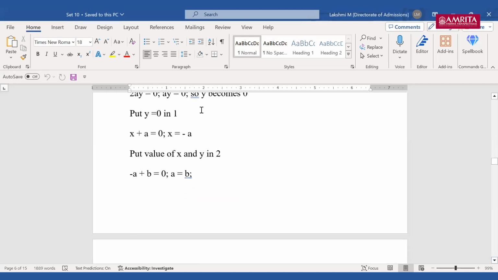So when I'm trying to put that in the other equation, what is the equation that's forming? It's minus a plus b equal to 0. Something like a equal to b, x equal to minus a. That is what is actually forming.